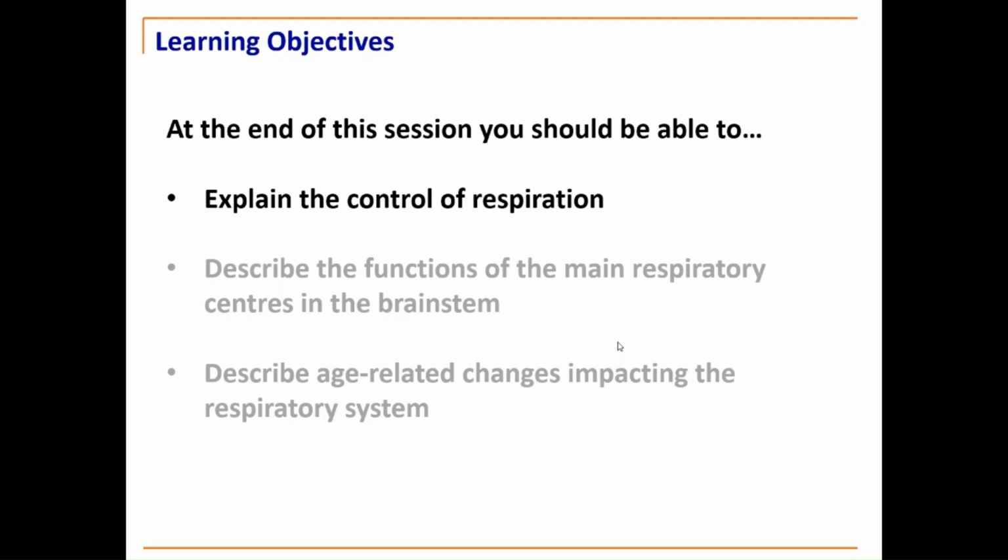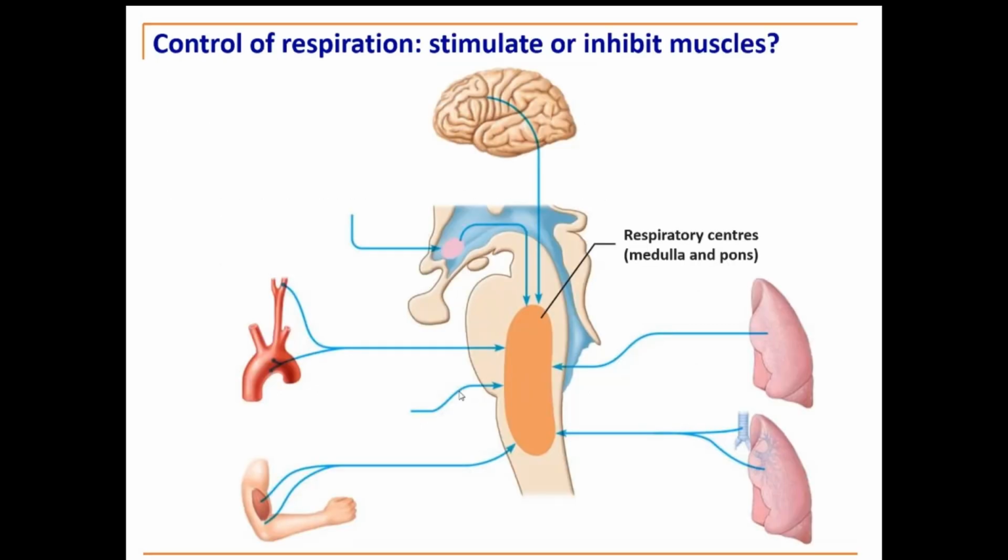So the key learning outcomes: we want to be able to look at the overall control of respiration. First of all, we're just going to take a very overview look at how respiration is actually controlled. Of course, we have our respiratory centers, which are in the medulla and the pons. We talked about those two centers. But there are lots of stimuli coming into the respiratory centers that go on to influence how the lungs respond and how ventilation responds accordingly.